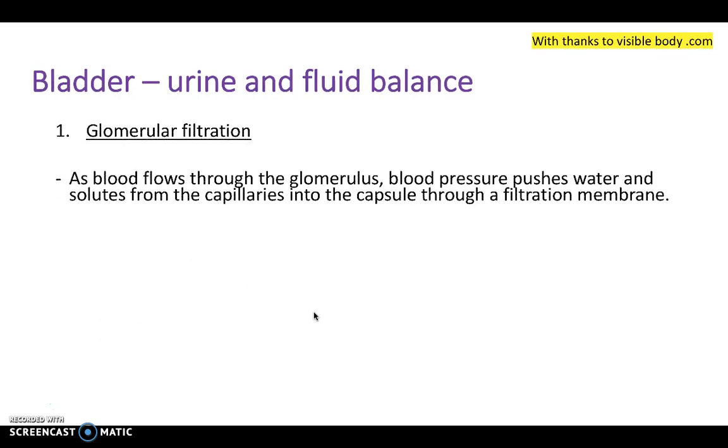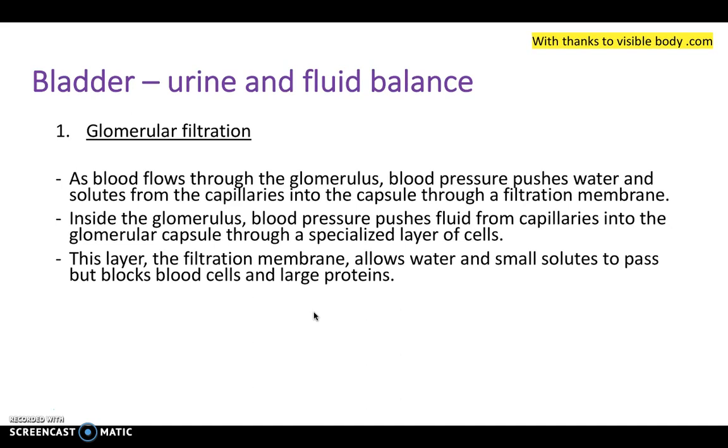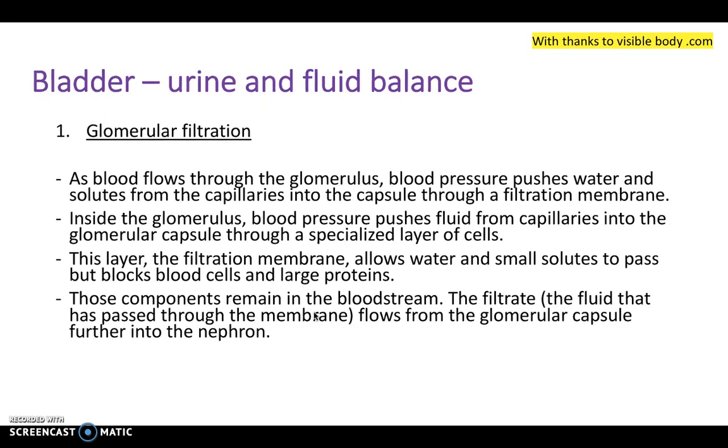So first of all, we have glomerular filtration. As blood flows through the glomerulus, blood pressure pushes water and solutes from the capillaries into the capsule through a filtration membrane. Inside the glomerulus, blood pressure pushes fluid from capillaries into the glomerular capsule through a specialized layer of cells. And this layer, aka the filtration membrane, allows water and small solutes to pass, but blocks blood cells and large proteins. So those components, the larger proteins and the blood cells, remain in the bloodstream. The filtrate, i.e. the fluid that's passed through the membrane, flows from the glomerular capsule further into the nephron.